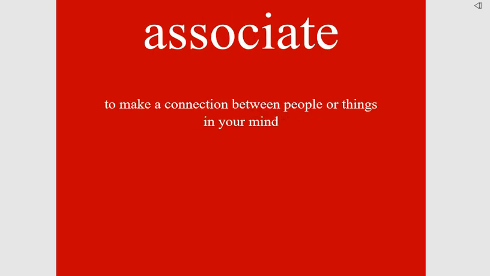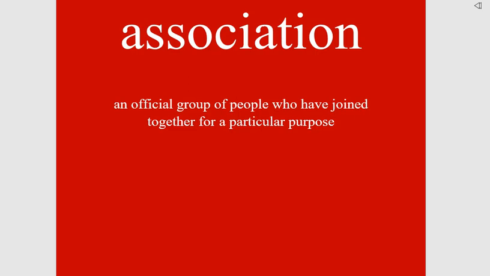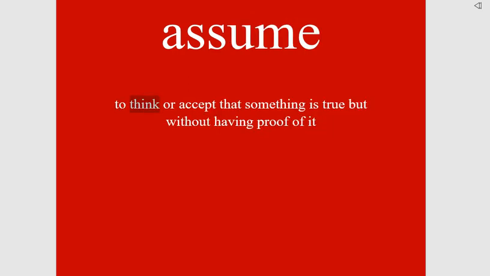Associate. To make a connection between people or things in your mind. Associated. If one thing is associated with another, the two things are connected because they happen together or one thing causes the other. Association. An official group of people who have joined together for a particular purpose. Assume. To think or accept that something is true but without having proof of it.